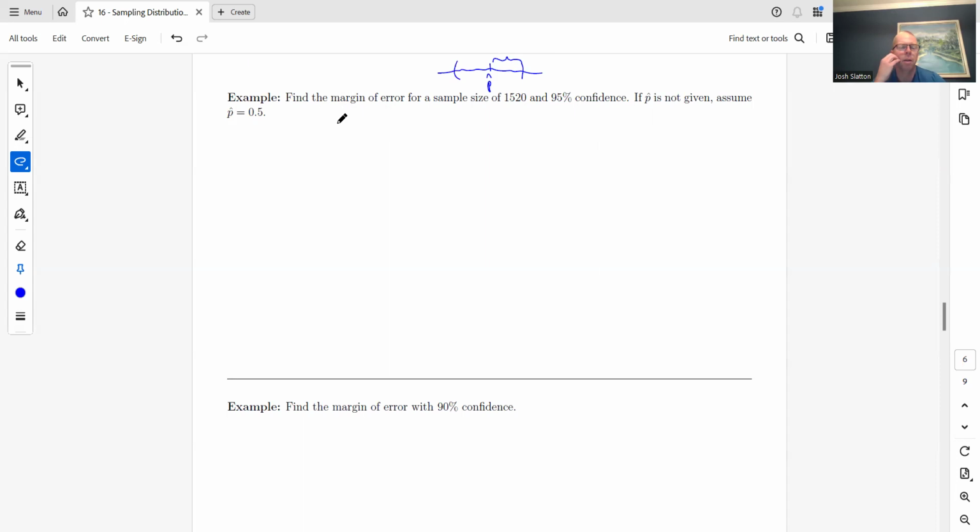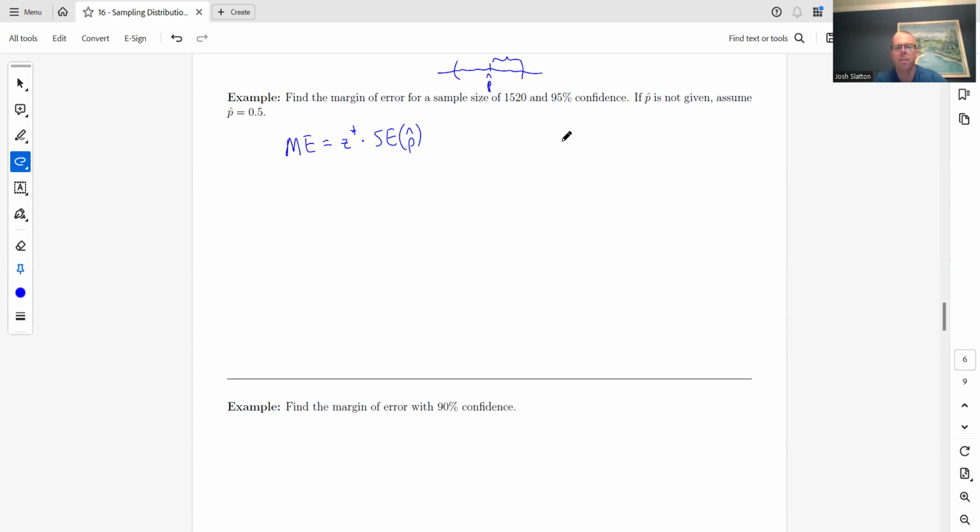And we had a formula that we looked at last time. The margin of error is Z star times the standard error of p hat. And standard error, you can think of it like standard deviation. Z star is just however far out we want to go, and it's based on our confidence level. So for this example, we have: find the margin of error for a sample size of 1520, 95% confidence. P hat is not given, and if p hat is not given, we're going to assume that it's 0.5. So we have two parts to this, the Z star and the standard error.